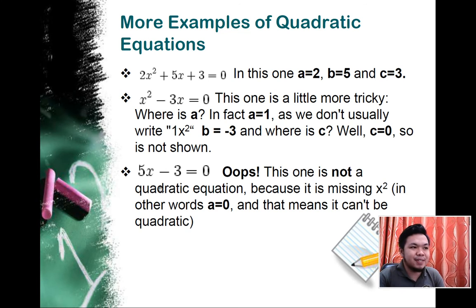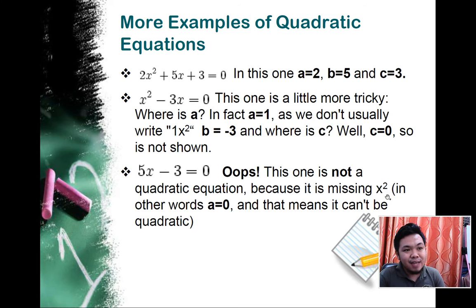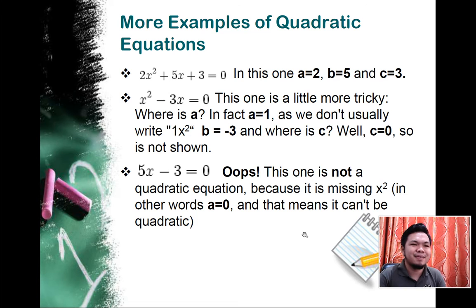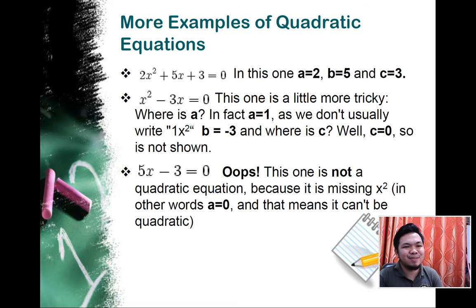So, let's go with this: 5x minus 3 is equal to 0. This is not a quadratic equation because you don't see any x squared. So, right there, you already know that it is not a quadratic equation.